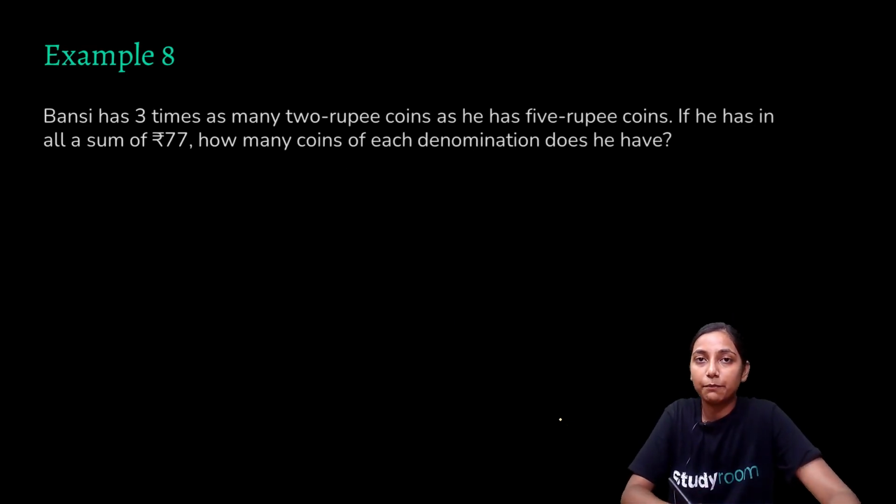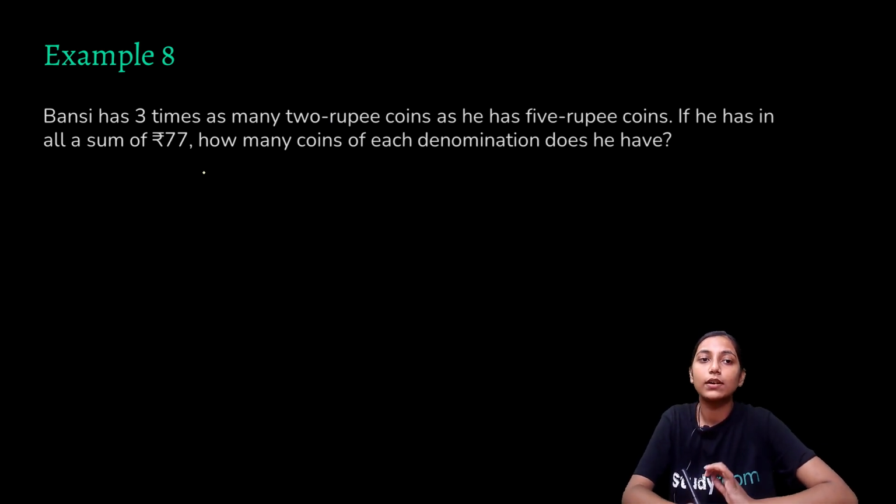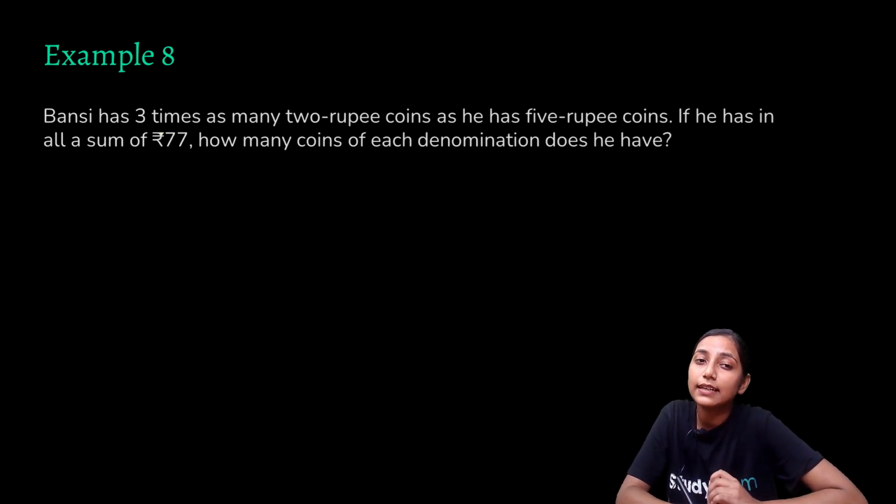Now we have one more example, that is example number 8. We are again going to apply the concept of linear equations. It's written that Bansi has 3 times as many 2 rupees coins as he has 5 rupees coins. If he has in all a sum of rupees 77, how many coins of each denomination does he have? Again read it. It is written that Bansi has 3 times as many 2 rupees coins as he has 5 rupees coins.